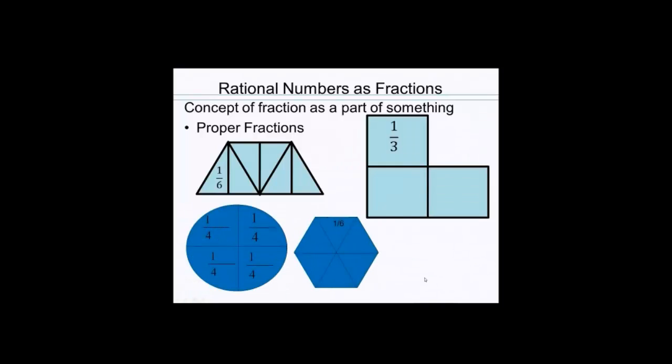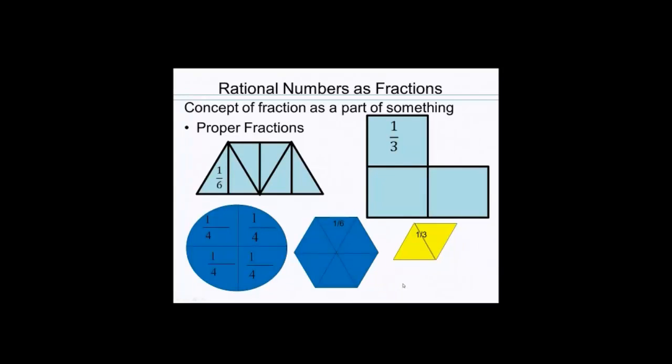Again, you can see how we can visualize 1/6 in different ways. Here we have 1/6 because you have 6 equal triangles making this hexagon. This circle is broken into quarters, and so this is 1/4. So here's your next question. What if I say this represents 1/3 of the shape? What does the whole shape look like?